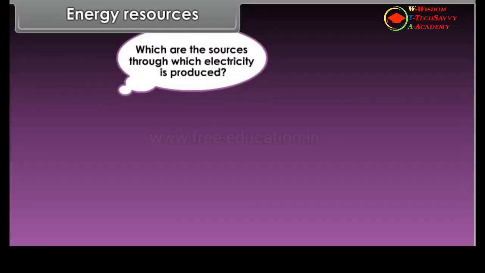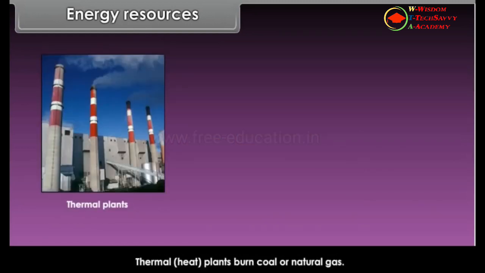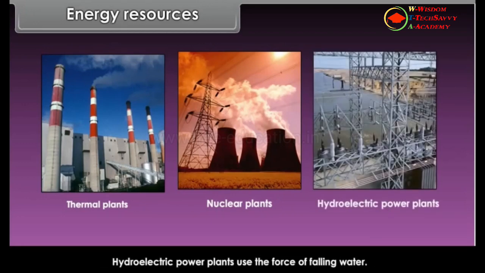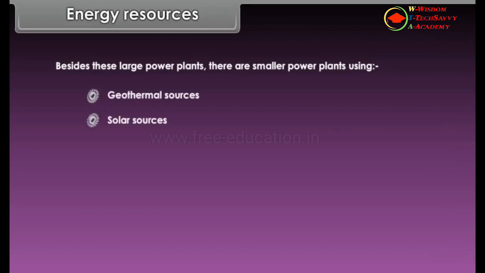Which are the sources through which electricity is produced? Electricity is produced from large power plants. Thermal or heat plants burn coal or natural gas. Nuclear plants use nuclear fuel such as uranium, thorium, etc. Hydroelectric power plants use the force of falling water. Besides these large power plants, there are smaller power plants using geothermal sources, solar sources and wind source.